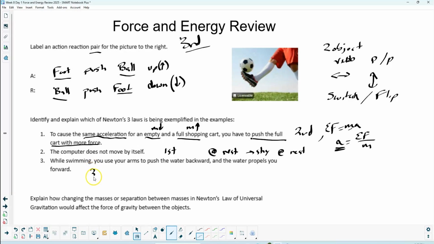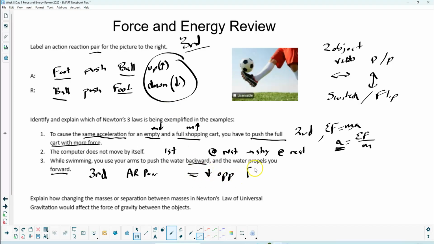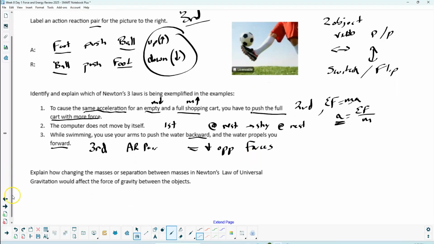By process of elimination, this should be the third law for action-reaction pairs. It's like you're swimming: you push your arms, push the water backward, but the water pushes you forward. Again, the directional idea makes me think of action-reaction pairs with equal and opposite forces. So this first page is mostly conceptual.